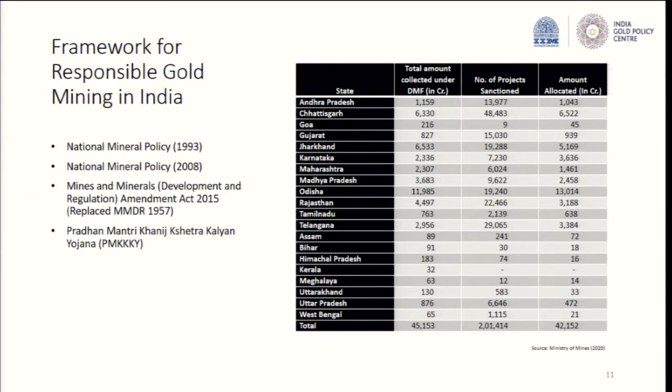Additionally, to promote transparency in governance procedures relating to auctioning and renewal of mining activities, the Mines and Minerals Development and Regulation Amendment Act in 2015 was instituted with the provision for the creation of a District Mineral Foundation. Under this act, the mine leaseholder must contribute anywhere between 10 to 30% of the royalty amount to the DMF, which will then be invested in socio-economic and environmental development in and around mining areas. As of 2020, the amount allocated under DMFs of various states is shown in the table, with Odisha leading the way, followed by Jharkhand and Chhattisgarh. Total collections stand at 45,000 crores with almost 2 lakh sanctioned projects.